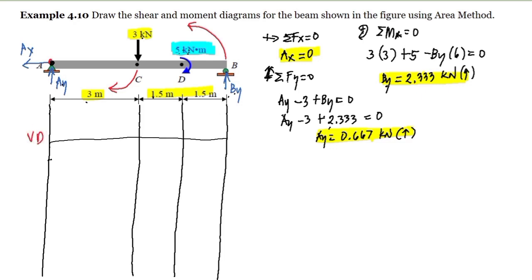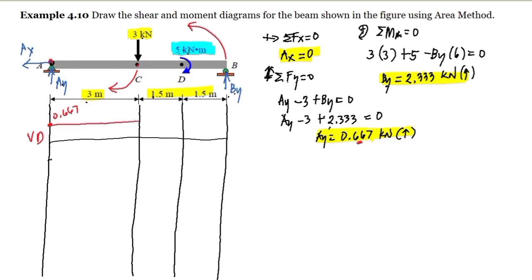This is our shear diagram. At point A, aakyat tayo ng 0.667. So, dito yan. That is equal to 0.667 kilonewton. As you can see, wala tayong load galing sa point A hanggang point C. So, tuloy-tuloy lang yung diagram natin hanggang dyan.